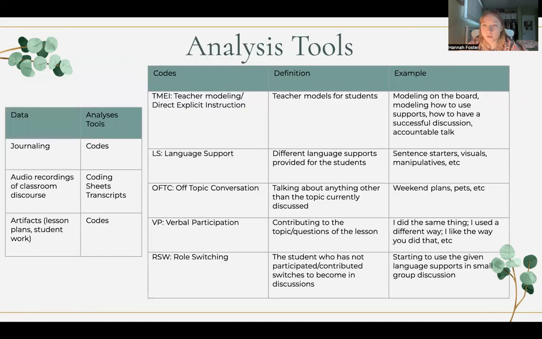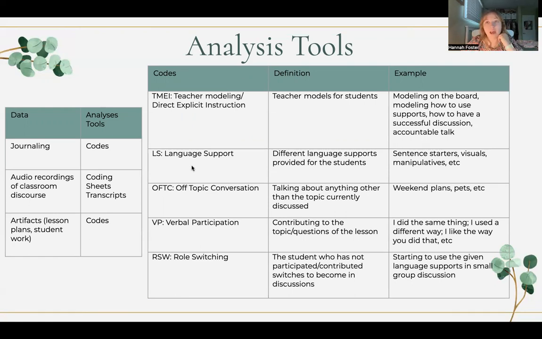These are the analysis tools that I used. While I was journaling, I analyzed some codes for the audio recordings of that discourse. I used coding sheets, and I also have some transcripts from that. And with the lesson plans and student work, I also have some codes. Over here, I have TMEI, which is teacher modeling and direct explicit instruction, whether on the math concepts itself or on the discussion prompts that I was giving to the students. That's just a definition and a couple examples of how that would be coded.